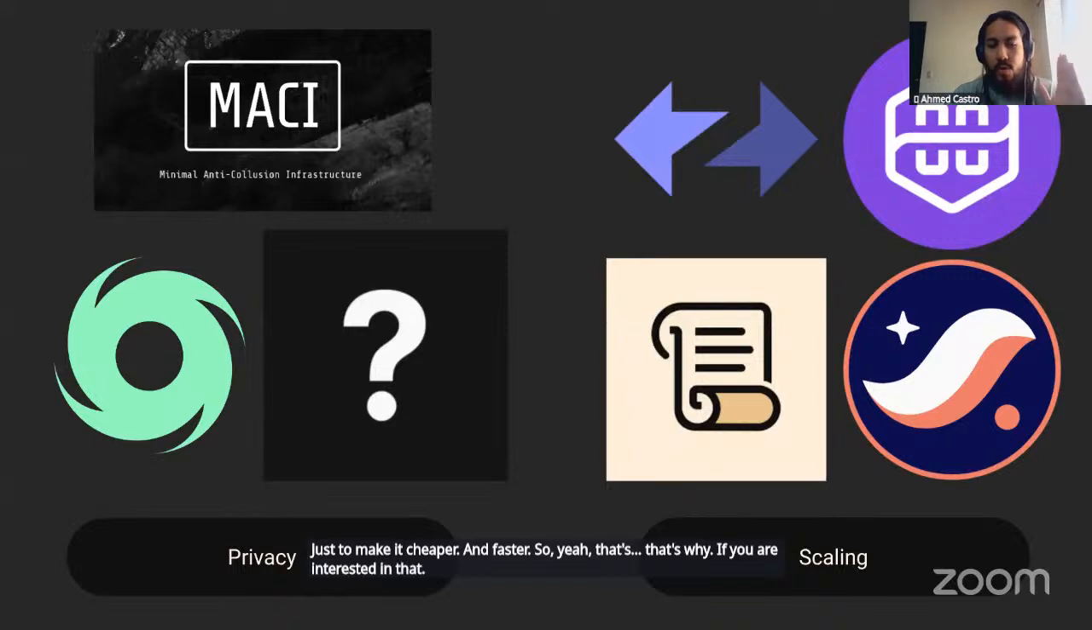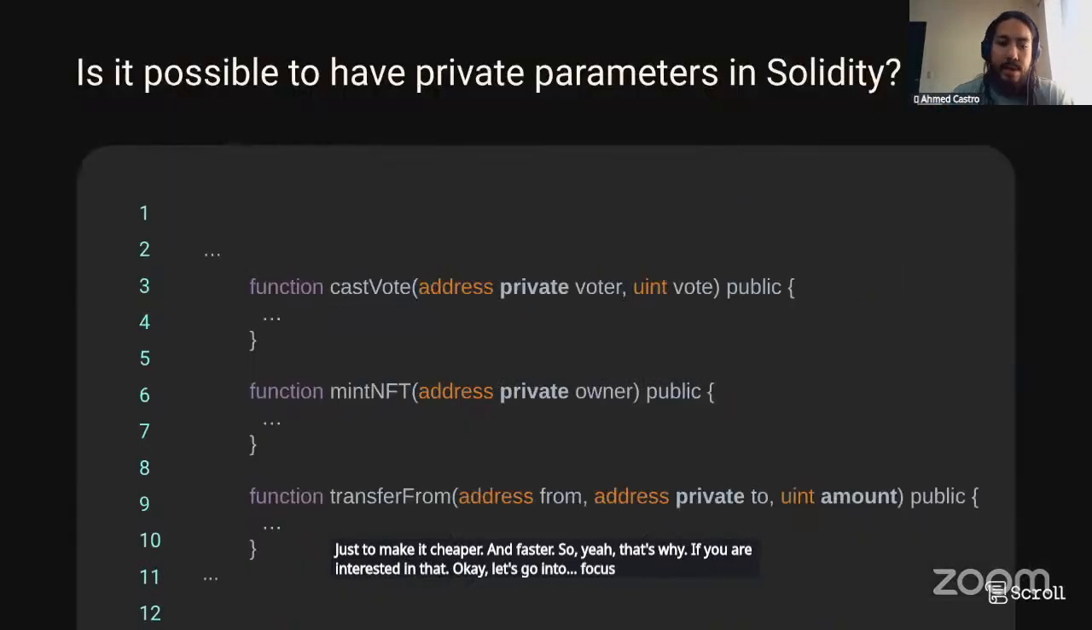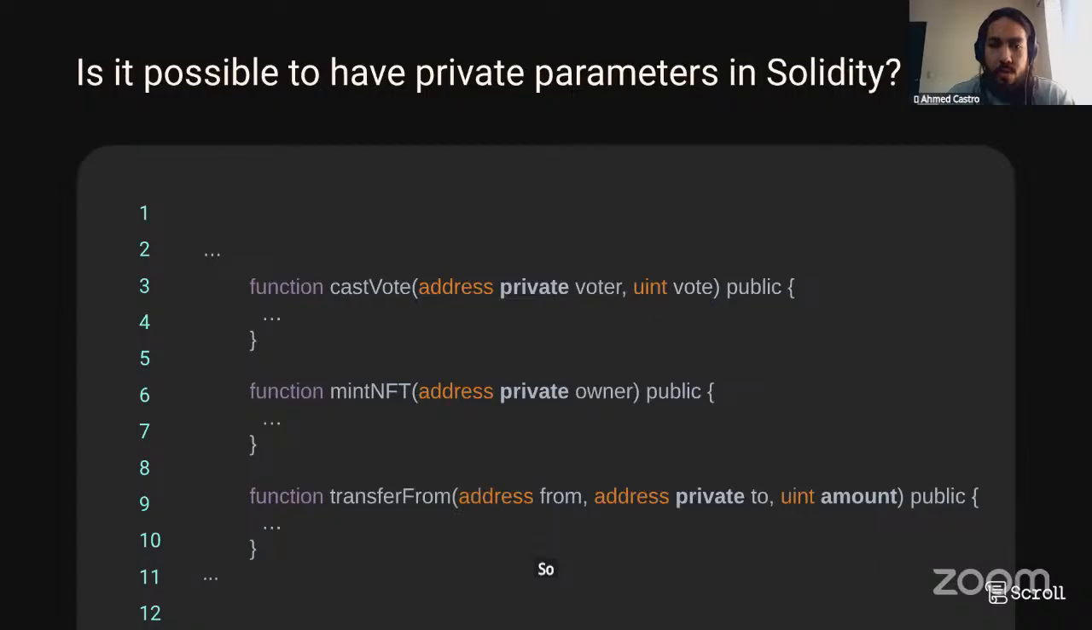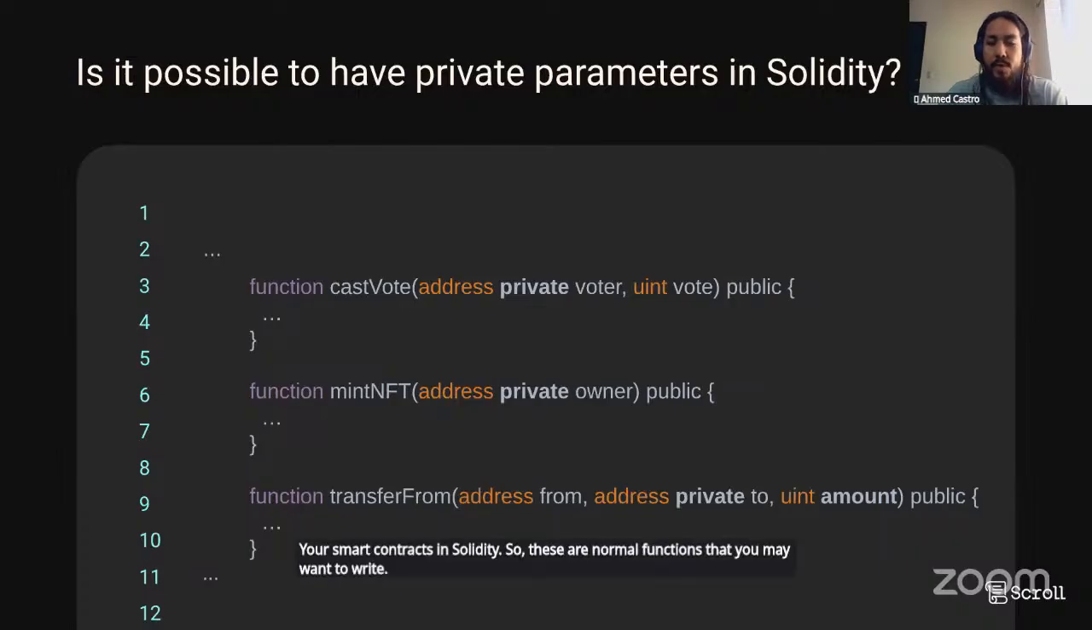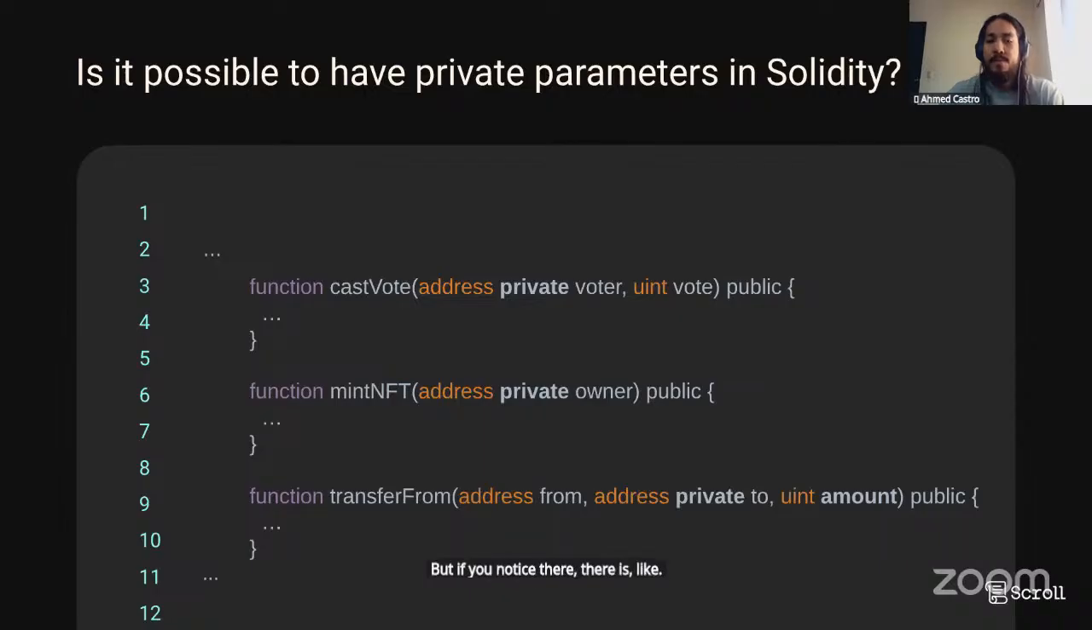Okay, let's focus on privacy applications. You already know a little bit about Solidity. You already know how to build your smart contracts in Solidity. So these are normal functions that you may want to write. But if you notice, there is a keyword that I put there that is not possible in Solidity. For example, you can have a cast vote, or mint NFT, or transfer from.